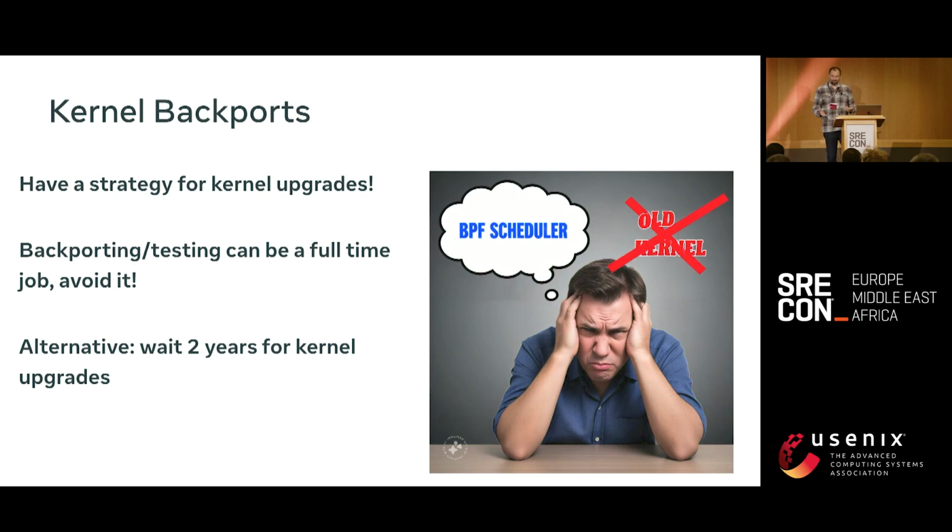Or you can wait 2 years for your team and org to determine, hey, maybe we should upgrade our kernel, and then we can use all these new features. So if you can, have a culture of upgrading your kernel. It's just a piece of software like anything else that has bugs and needs to be updated. You can save yourself a lot of pain by updating the kernel.